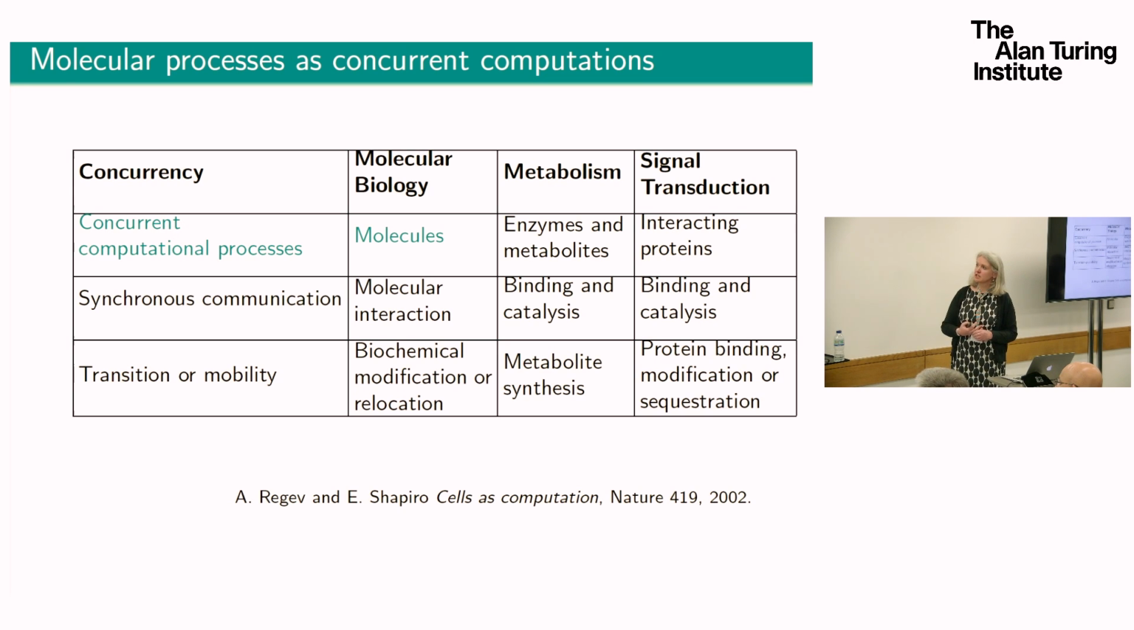So the idea of using concurrency in the systems biology context goes back more than 15 years now to a very influential paper from Nature where Regev and Shapiro pointed out that there was an analogy that could be taken advantage of, thinking of molecules as analogous to concurrent computational processes. And they were the first to suggest that process algebras would be a good way of representing intracellular processes in particular, of various different sorts, metabolism networks or signal transduction networks.